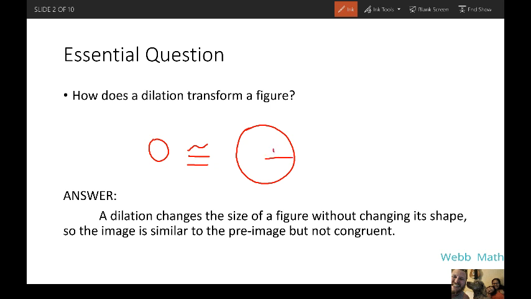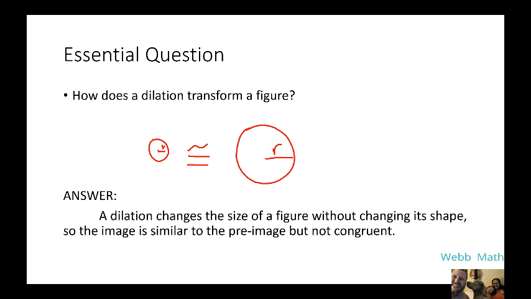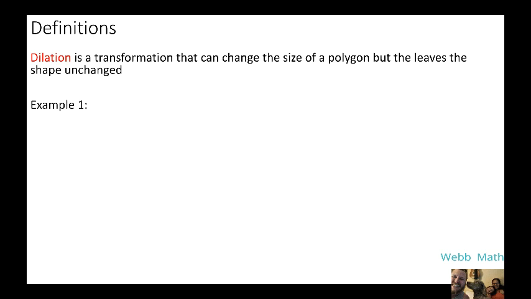One's radius is a lot bigger than the other guy's radius. See, it's so small I could barely write it in there, okay? So they still stay the same shape, just not congruent. Doesn't preserve distance, and that's one of the properties of dilation. So let's get into the definitions. A dilation is a transformation that can change the size of a polygon but leaves the shape unchanged.